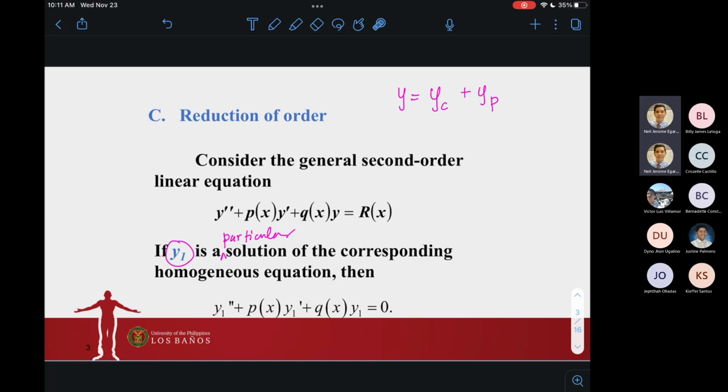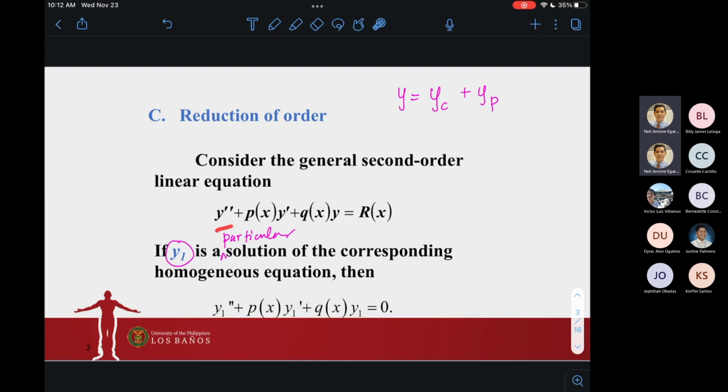We'll see that later, pero just keep in mind, y sub 1 is a particularized version of y sub c. Right? So ibig sabihin, kung si y sub 1 ay isang particular solution ng homogeneous equation, then this is true. Right? Take note here, tandaan lang natin, si p, which is a function of x, siya yung coefficient ni y prime. Si q, which is a function of x, siya yung coefficient ni y. So really, this is a general linear differential equation with non-constant coefficients p and q for y prime and y respectively. Okay? But in any case, since we are assuming y sub 1 is a particular solution to the homogeneous equation, then this is true.